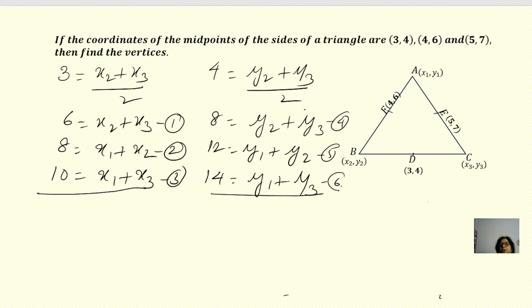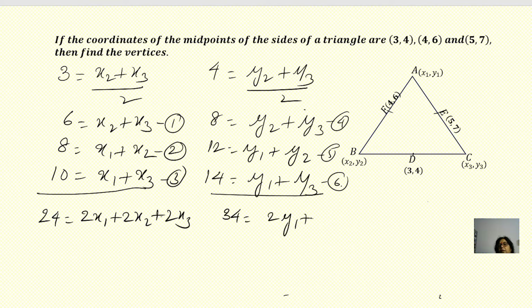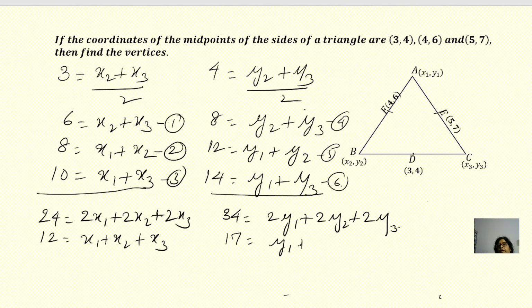and this is 6. So if we add this, we get over here 24 is equal to 2x1 plus 2x2 plus 2x3. And this will be 34 is equal to 2y1 plus 2y2 plus 2y3. Now this on simplification will give us 12 is equal to x1 plus x2 plus x3, and 17 is equal to y1 plus y2 plus y3.